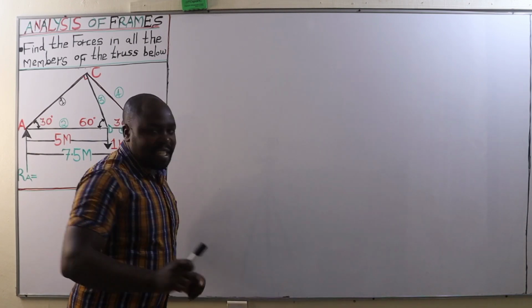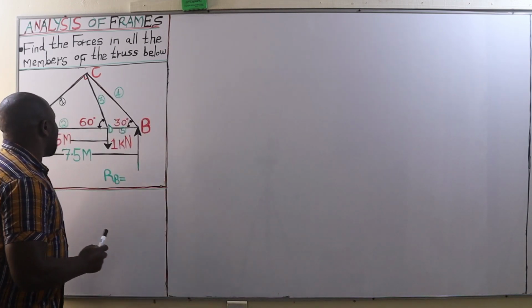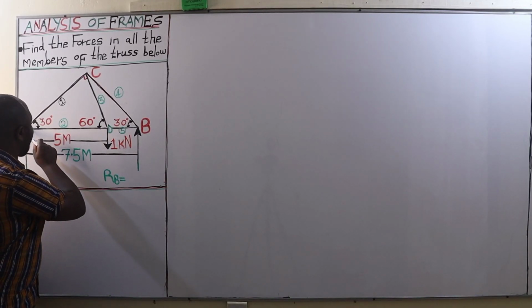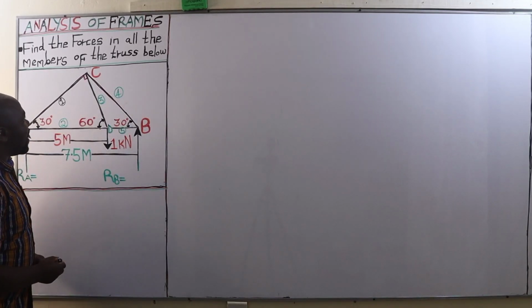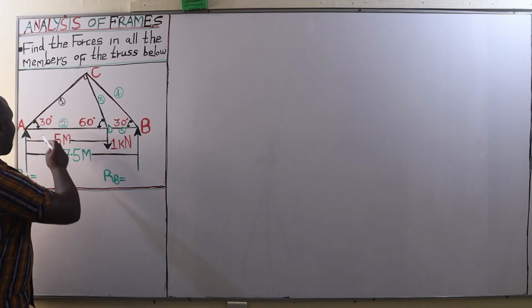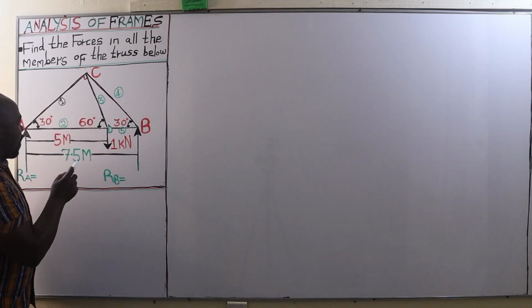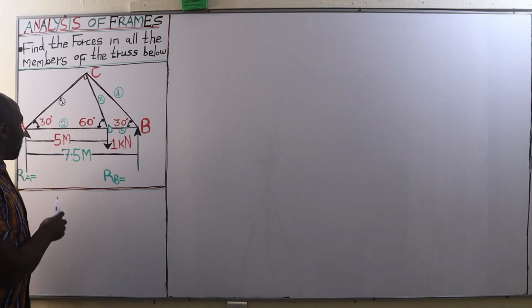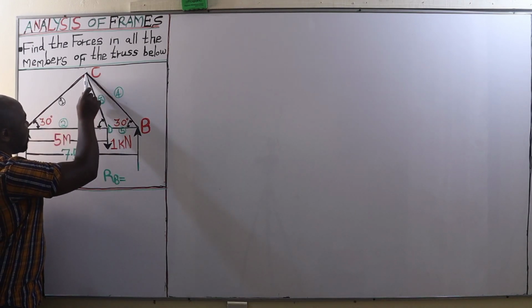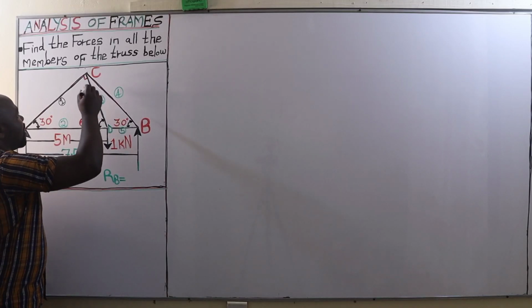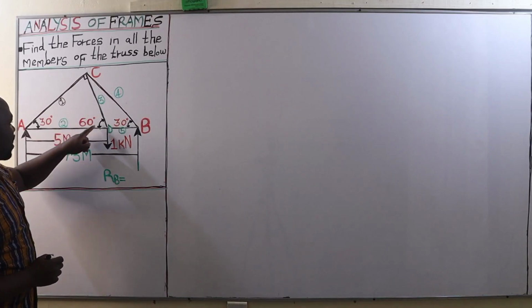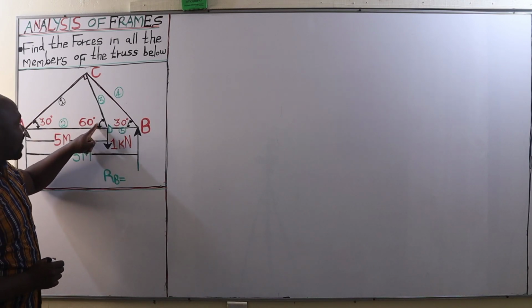Now, starting point. Calculation of the size of member AC. For us to get the size of member AC, we are going to consider triangle ACD. It is a right angle triangle. This is 90 degrees because this is 30 and this one is 60 degrees.